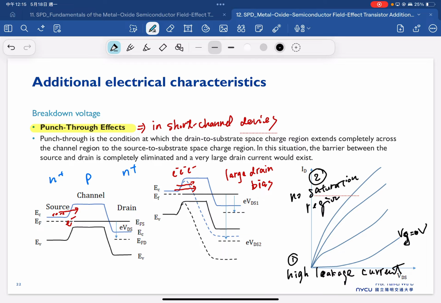So the punch-through is mainly due to the drain-to-substrate space charge region extending completely across the channel region to the source space charge region. Therefore, we will see this kind of short channel effect.